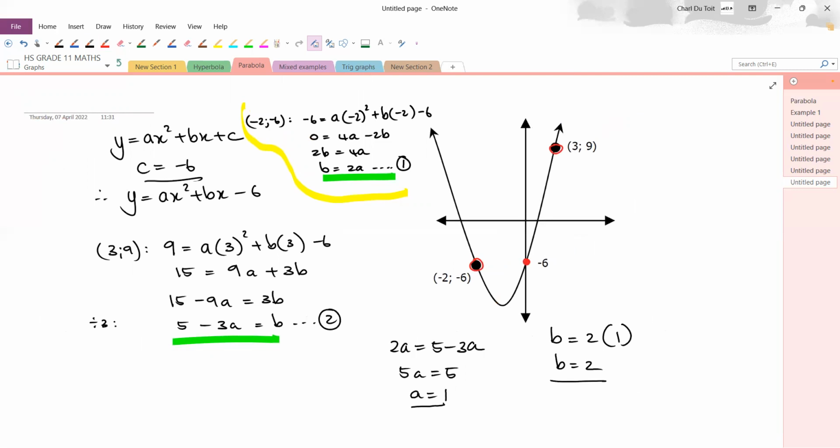Quickly write that. Can you tell me where you got the 15? I took this 6 over and it became positive 6. 9 plus 6 is 15. Oh, okay. Thank you.